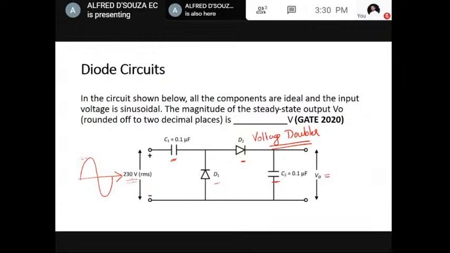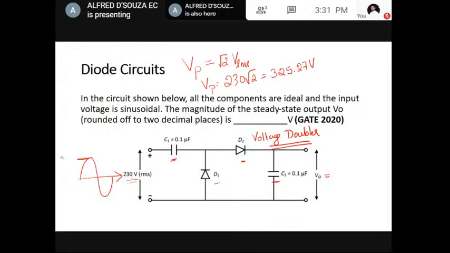That is the RMS value. So what is the peak voltage value? For a sinusoidal signal, the relationship between the RMS voltage and the peak voltage is: peak voltage VP is √2 times VRMS. So if I calculate the peak value, it is 230 times √2, which will be 325.27.